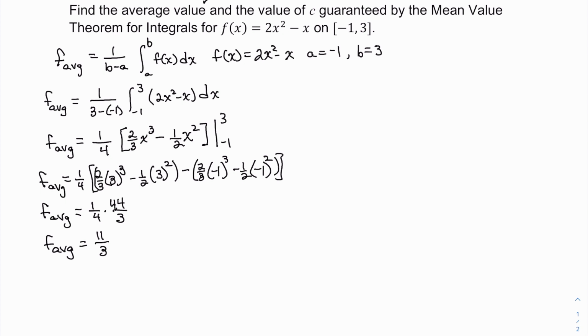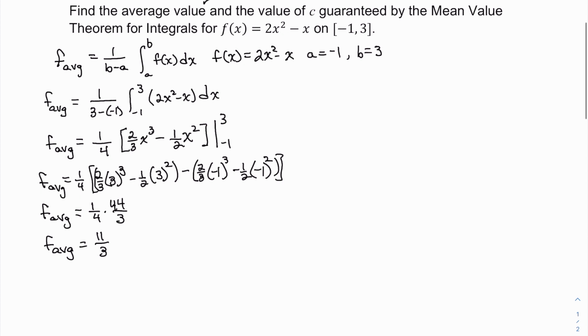Now we want to find the value of c guaranteed by the mean value theorem. And to do that, we have that our f of c will attain that average value for some, at least one c in the closed interval. So we have f of c is going to be that 11/3 for some value in our interval. Well, f of c tells you exactly how to set up that left-hand side. Go to your function f, take out the x's and put in c's instead. So I have 2c squared minus c is equal to 11/3.